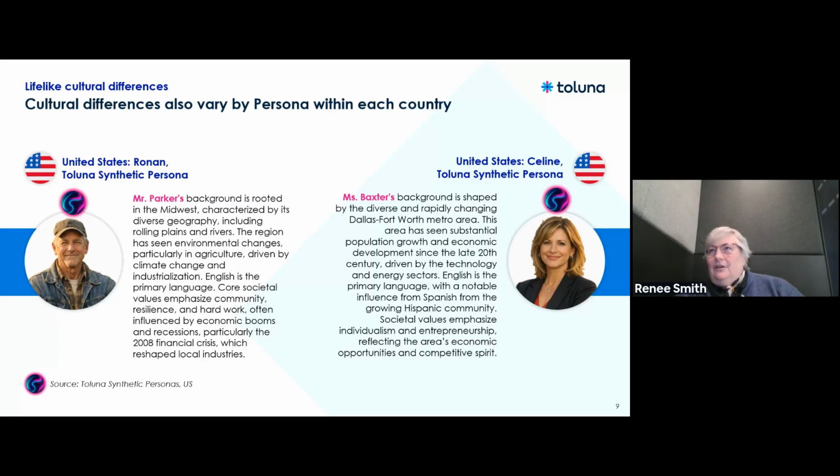He's seen a lot of agricultural changes, and he has a lot of core values around resilience and hard work. So the question we get is, how do you account for cultural differences in personas? One of the ways that we do that, not the only way, but one of the ways, is with these very rich backstories, and you can see that they are actually different.